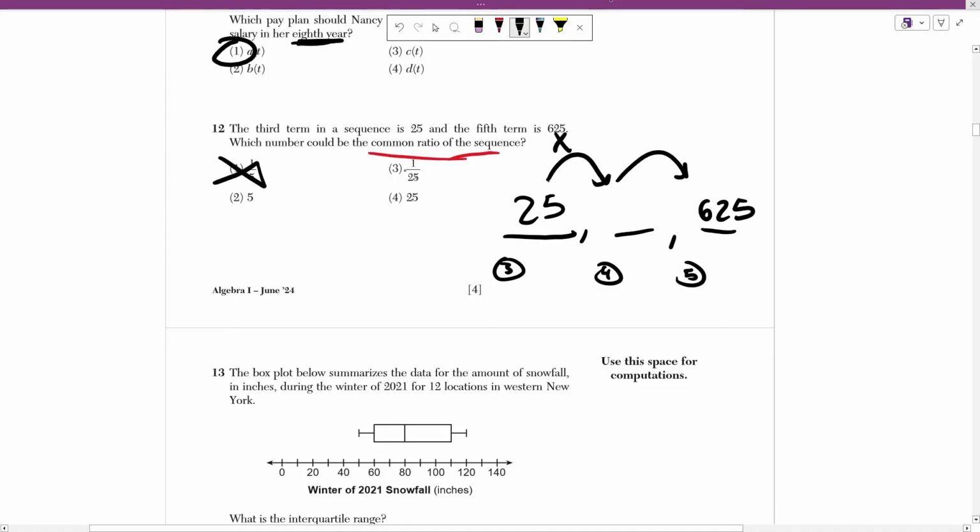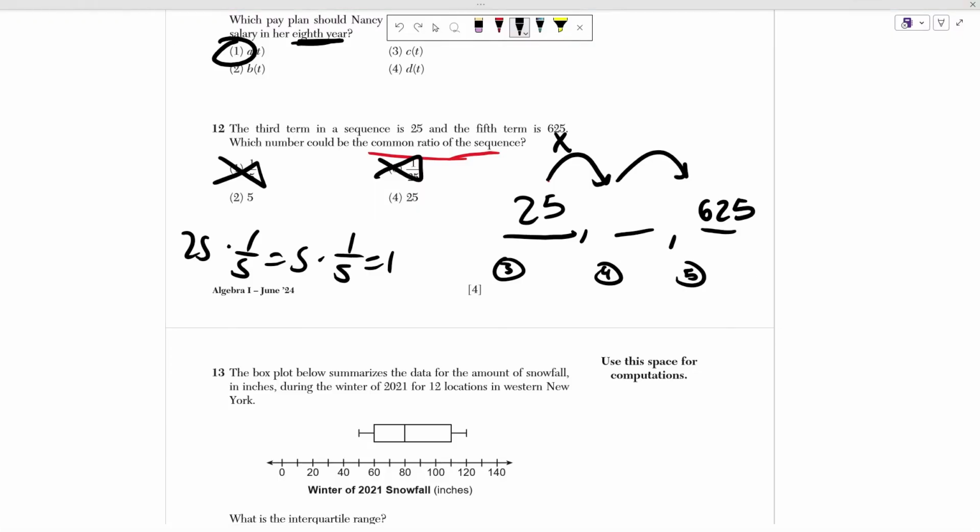So we can automatically eliminate choices 1 and 3 because 25 times 1/5 is 5 and 5 times 1/5 is 1. Okay, so if it was 1/5, that would mean that this number is actually 5, and that doesn't make any sense. So the fifth term would have to be 1. Okay, same thing goes for 1 over 25. If you're multiplying by a fraction, you're going to be decreasing it. If that was the case, this number would be 1 because 25 times 1 over 25 is 1, and this third number would be 1 over 25.